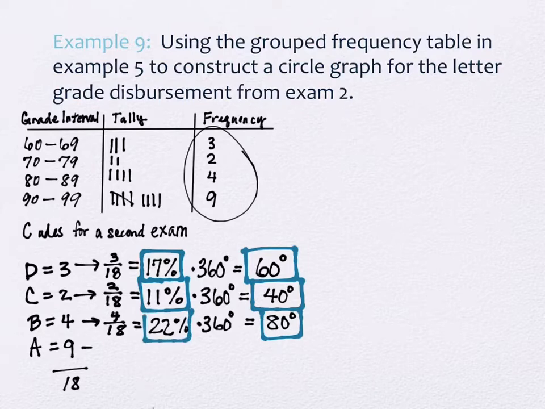The last one's the easiest one to calculate. What is 9 out of 18? 50%. And what is 50% of the number 360 degrees? 180.